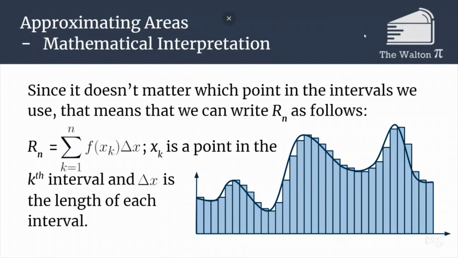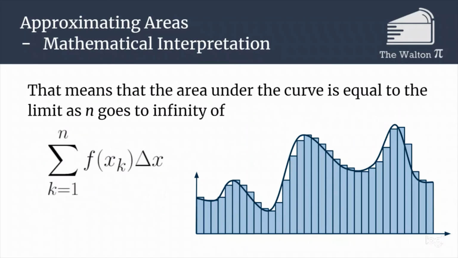In this image, this distance down here would be delta x, and then the height is going to be f of x sub k, where x sub k is some point in the interval. In this particular example, x sub k is going to be our left endpoint. And so we can evaluate this sum, and that's going to give us an approximate value of the area under the curve.